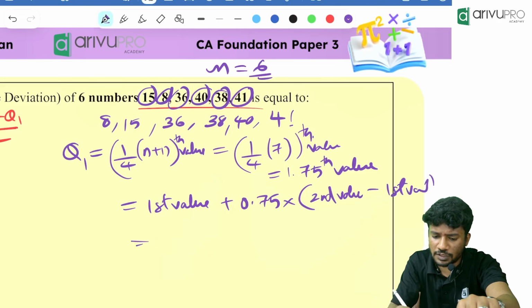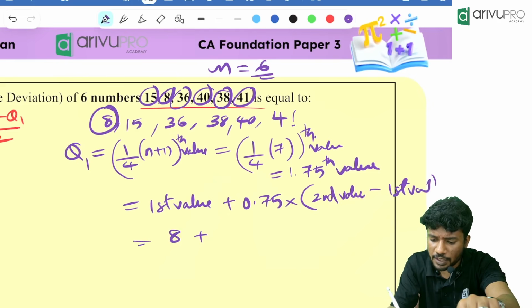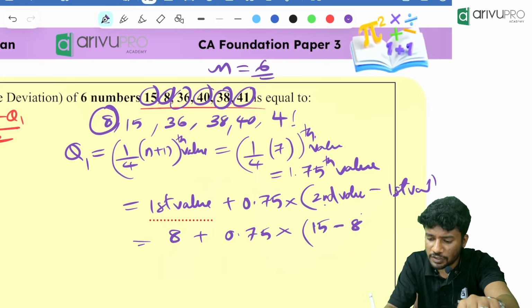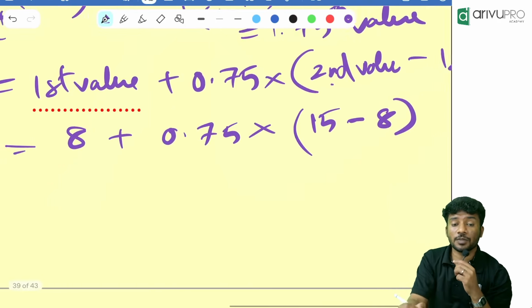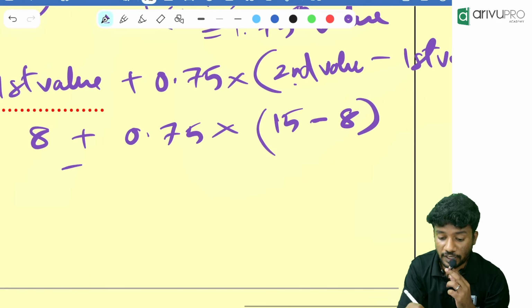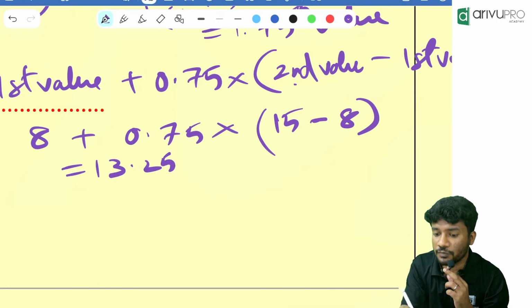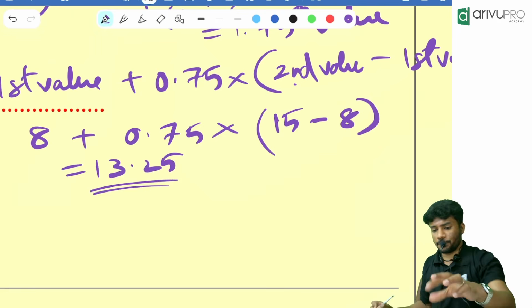Correct. First value is what over here? 8 plus 0.75 into gap. Second value is 15, minus first value 8. Get me the answer in the calculator, people. How much is it? 13.25. Everyone got 13.25? Anyone got any different answer? Please tell me.